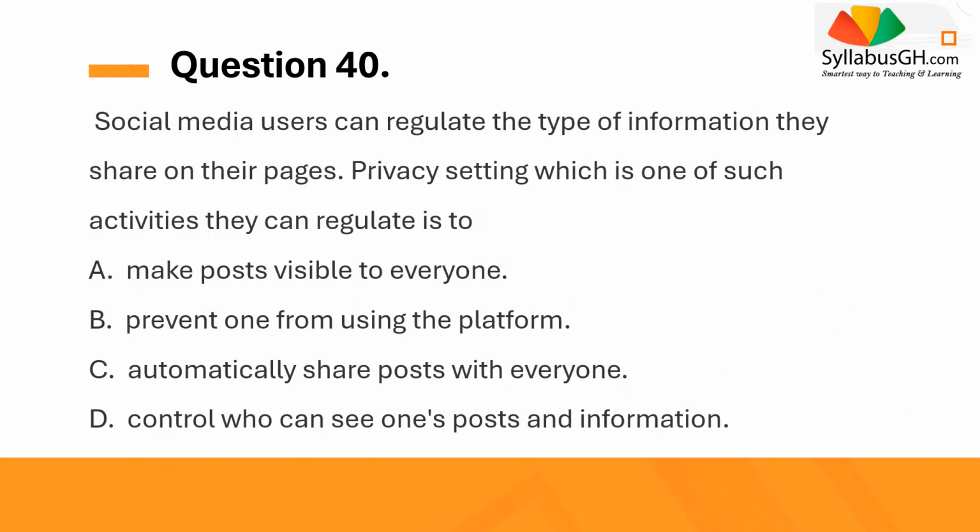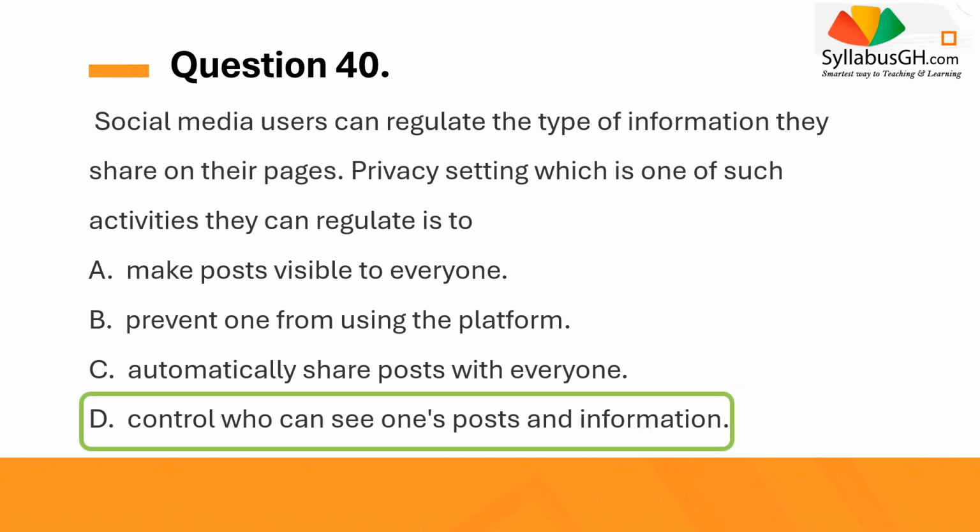Question 40. Social media users can regulate the type of information they share on their pages. Privacy setting, which is one of such activities they can regulate, is to A. Make posts visible to everyone. B. Prevent one from using the platform. C. Automatically share posts with everyone. D. Control who can see one's posts and information. The correct answer is D.